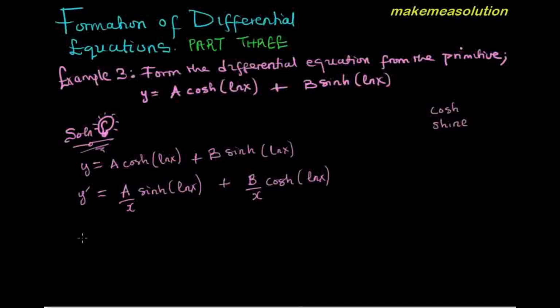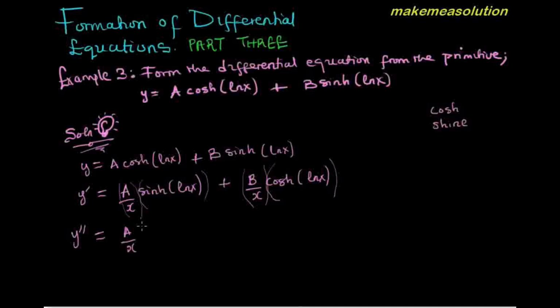Now this is where there is work, so just follow me carefully. For y double prime, this time around we have to apply product rule, because you're now seeing a product. So I'm going to apply product rule to simplify this particular one. I hope you still remember product rule. When you identify the two functions that are multiplying each other, you hold one, differentiate the other one, then hold the other one and differentiate the one that you held initially. Is that okay? So let's try to follow that carefully. To differentiate this particular term using product rule, I'm going to hold a over x, then I'm going to differentiate sinh ln x.